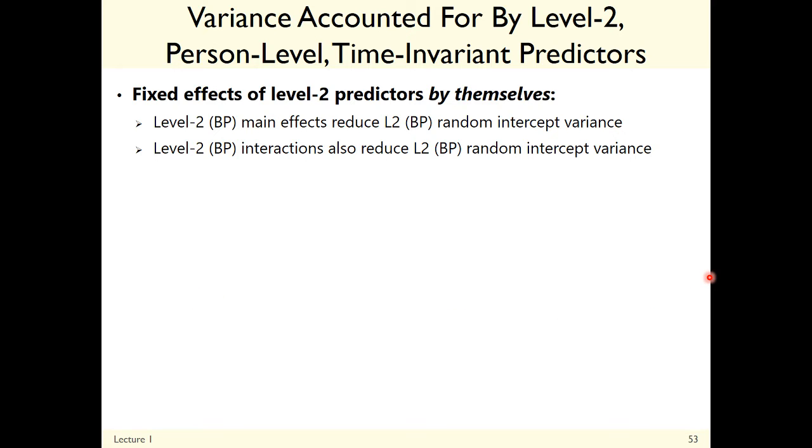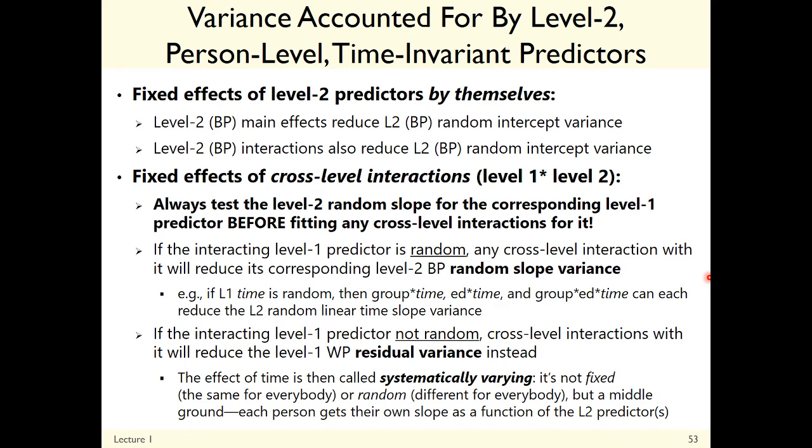So what do they do then? In terms of pseudo R-square, fixed effects of level 2 predictors by themselves capture level 2 random intercept variance. So if I have a time-invariant predictor of, say, education, and I put that in the model, that's going to capture random intercept variance. If I have an interaction among level 2 time-invariant predictors, like let's say treatment versus control by education, something like that, that would also capture level 2 random intercept variance. What happens with cross-level interactions is the tricky part.